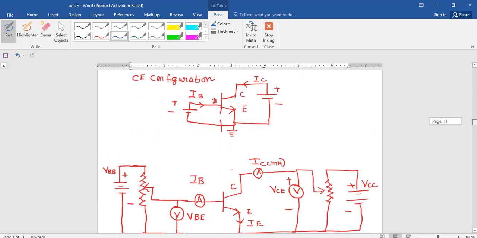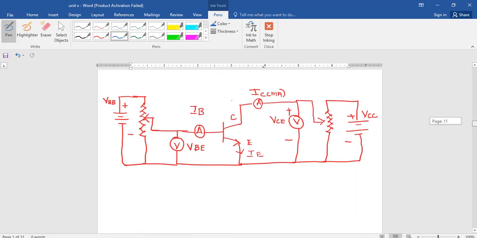Here our objective is to obtain the input and output characteristics of common emitter configuration. In common emitter configuration, emitter is common to collector and base. You are having one voltage source which is VBE. On the right hand side you are having a voltage source that is VCE.